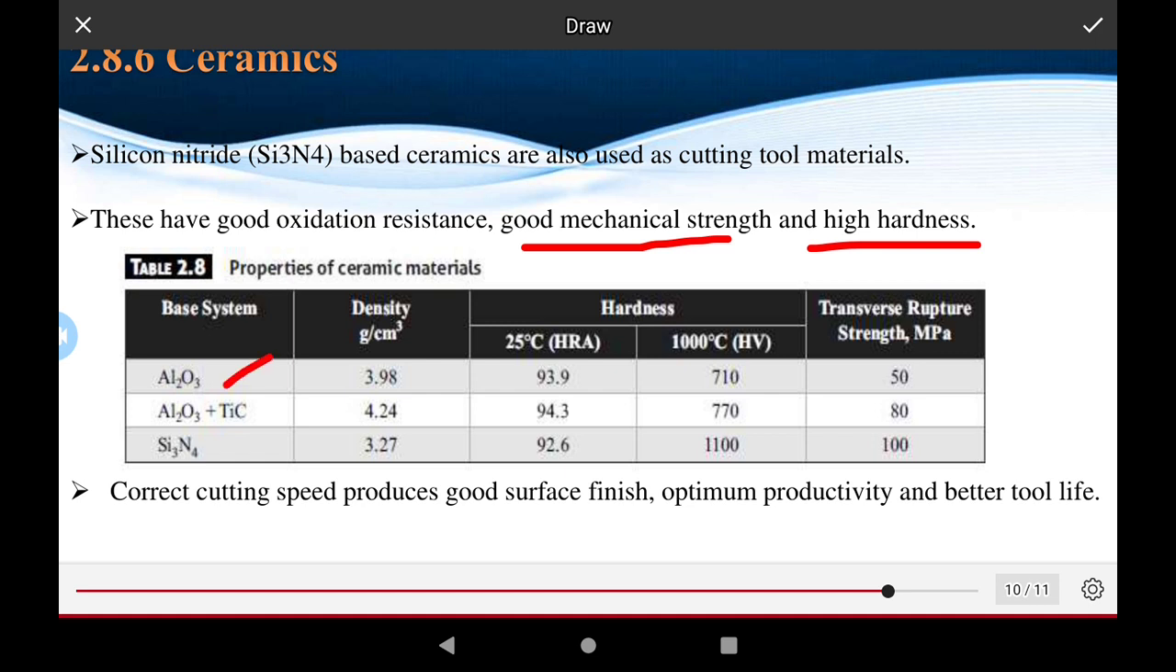The properties of these ceramic materials: for Al2O3, the density is 3.98 grams per cubic centimeter, the hardness at 25 degrees Celsius is 93.9, and at 1000 degrees Celsius the hardness is 7.710, with a transverse rupture strength of 550 megapascals. Then Al2O3 plus titanium carbide.